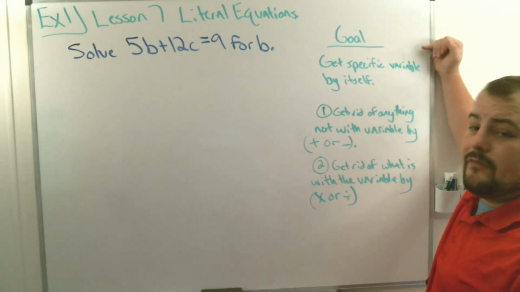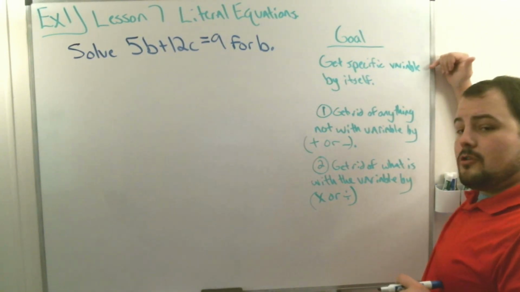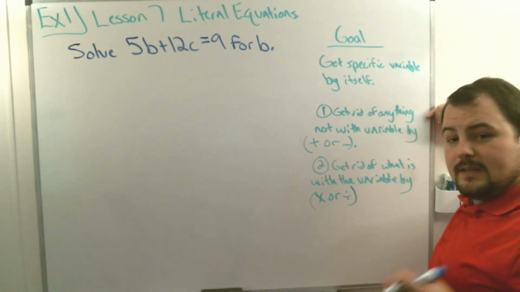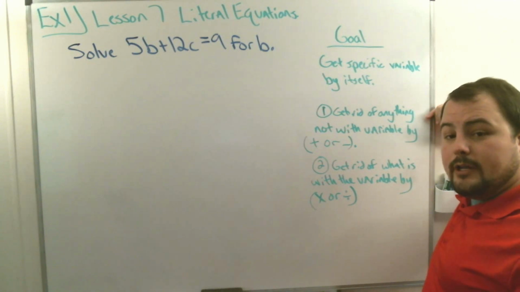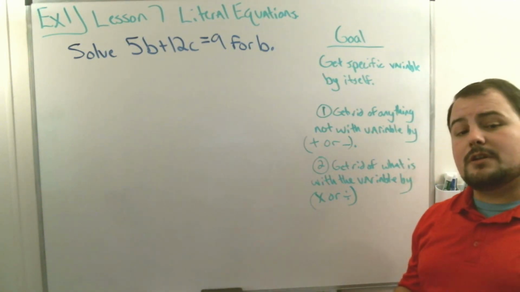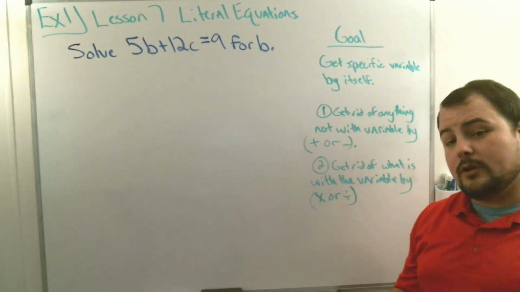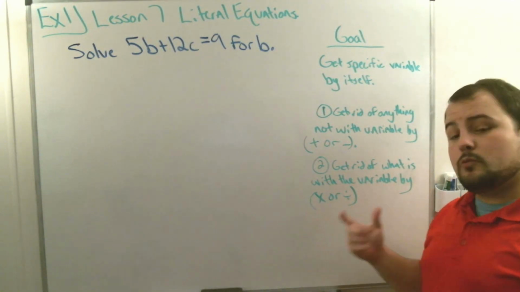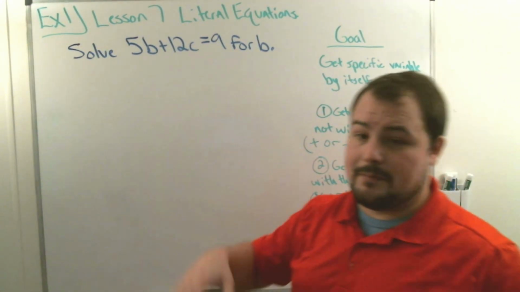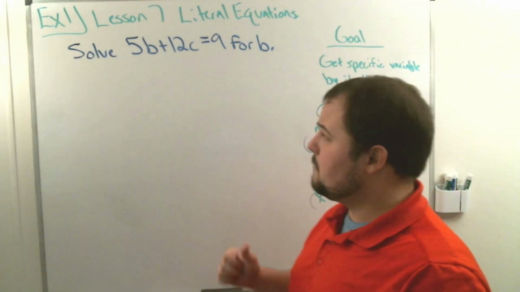It's your ability to get a specific variable all by itself. And the way you do that is by following my goal. Your goal is to get a specific variable alone. You get rid of anything that's not with the variable that you want alone by either adding it or subtracting it. And after you get rid of anything that's not with the variable that you want alone, then you're going to get rid of whatever is with the variable by multiplying or dividing it. So looking at this problem, I'm going to cover how to do these rules.